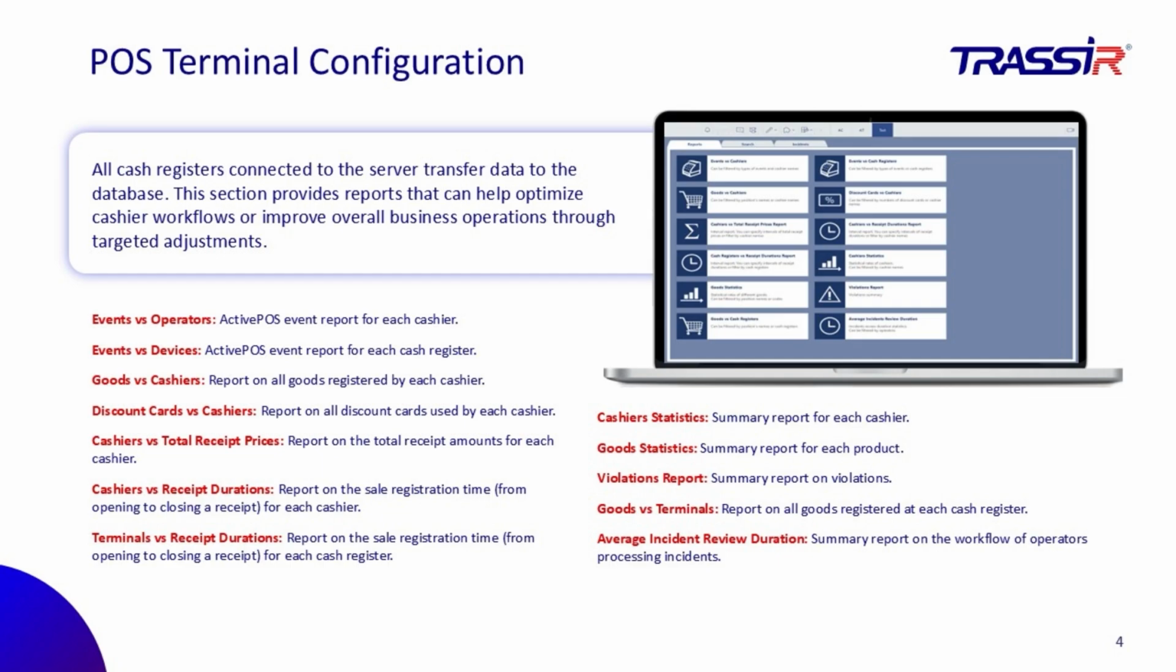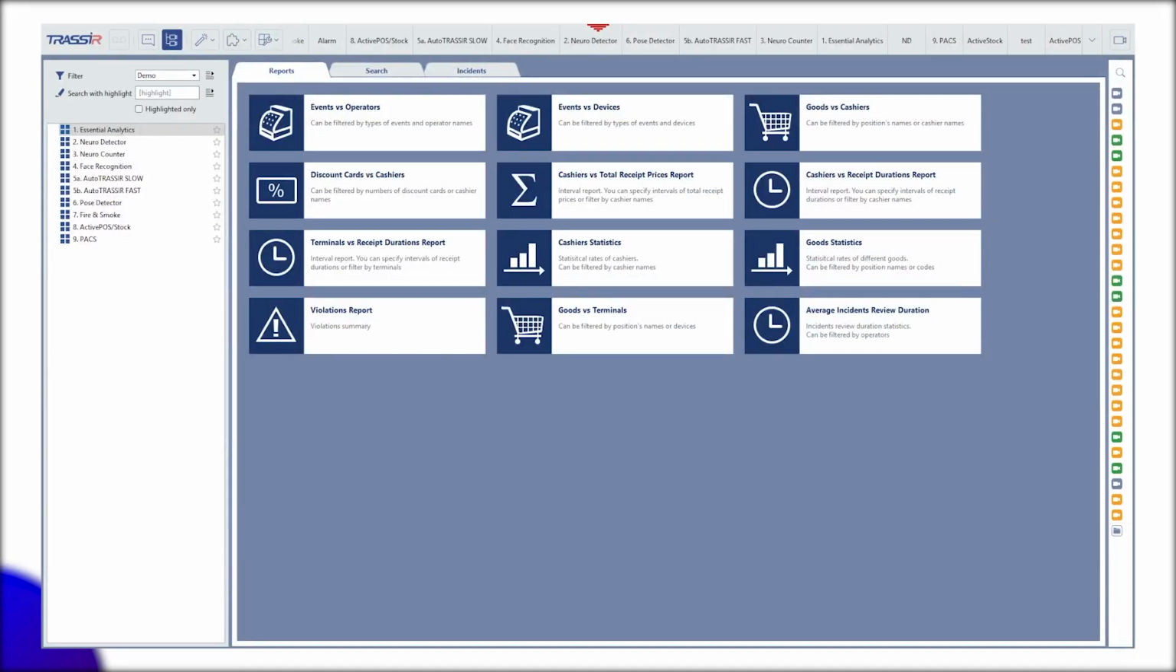You can find the following types of reports: events versus operators, events versus devices, goods versus cashiers, discount cards versus cashiers, cashiers versus total receipt prices report, and etc. You can see all types of reports on this slide. To display the selected report, click on the corresponding button.